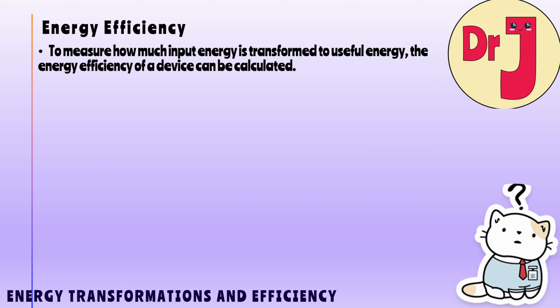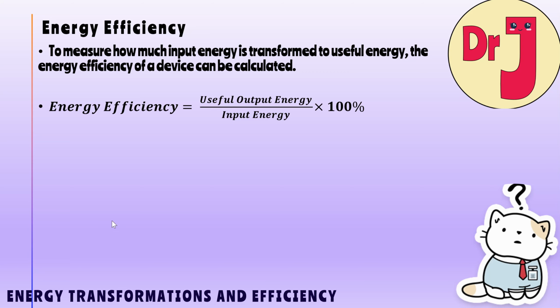Now, from this information, we can also calculate something called energy efficiency. So to measure how much input energy is transformed into useful output energy, the energy efficiency of a device is calculated. The way that we calculate it is that we divide the useful output energy by the total input energy and then times it by 100.